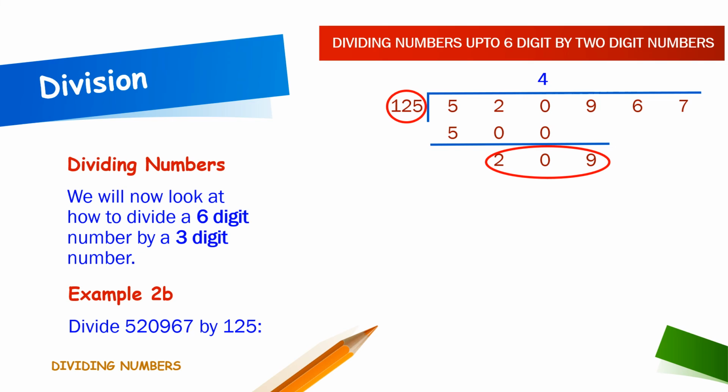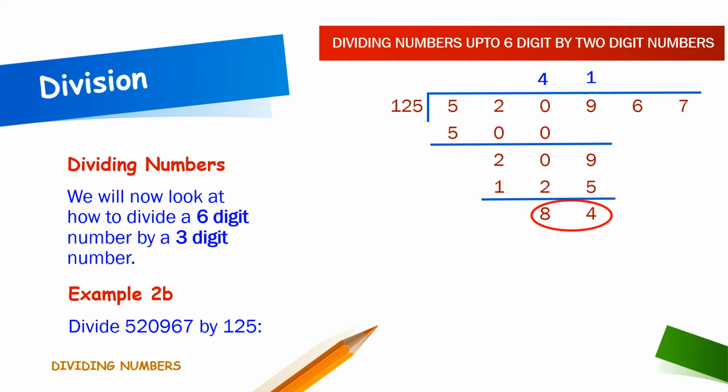How many 125s are in 209? There is 1, and we position that there. Now multiply 125 by 1 to give 125. Now subtract to give 84. Bring the 6 down.